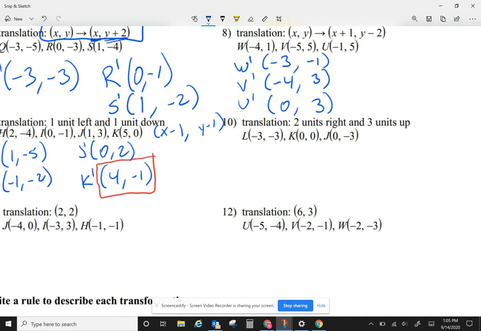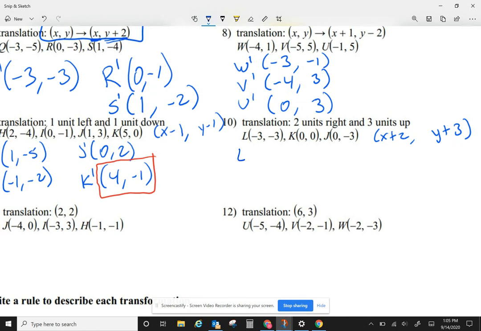2 units to the right, let me write that as x plus 2. And the reason why I do this is because I have to add 2 to x. It says 3 units up, let me rewrite that as y plus 3. So I'm going to add 2 to x, and I'm going to add 3 to y.